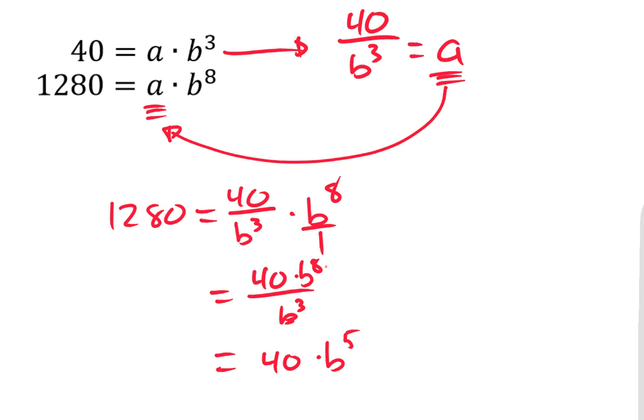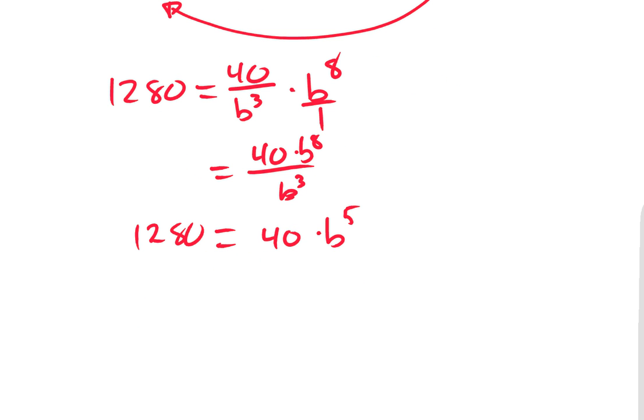Go ahead. Thank you. Divide both sides by 40. So we get 1280 over 40. Is that a nice number? What is that number? 32 equals b to the 5th. All right, so what's b? How do you get b as 2 from that?